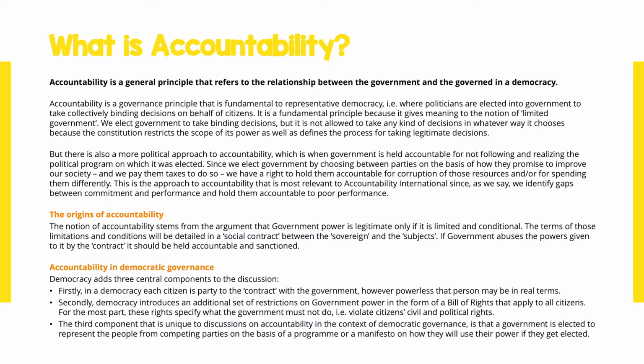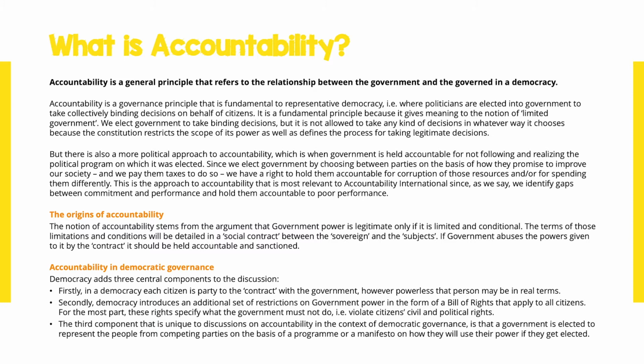The notion of accountability stems from the argument that government power is legitimate only if it is limited and conditional. The terms of those limitations and conditions will be detailed in a social contract between the sovereign and the subjects. If government abuses the powers given to it by the contract, it should be held accountable and sanctioned. Democracy adds 3 central components to the discussion.